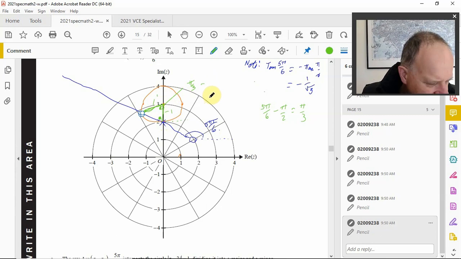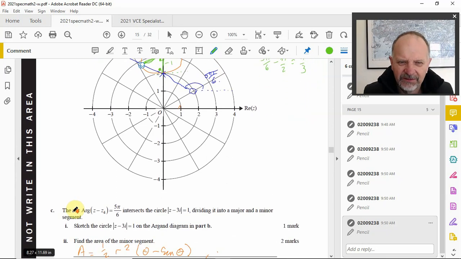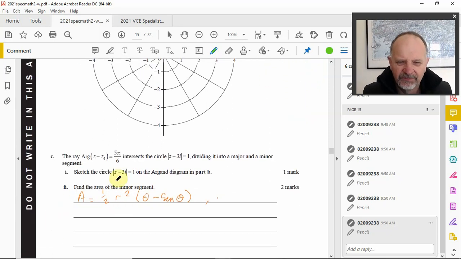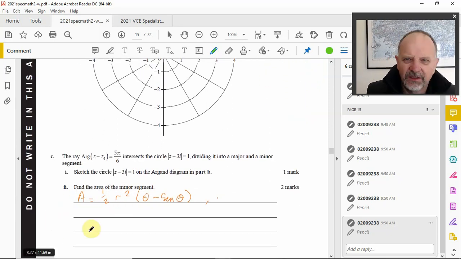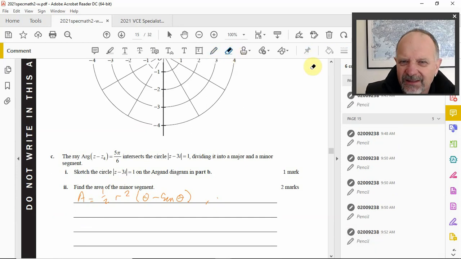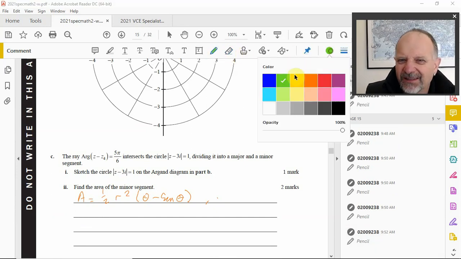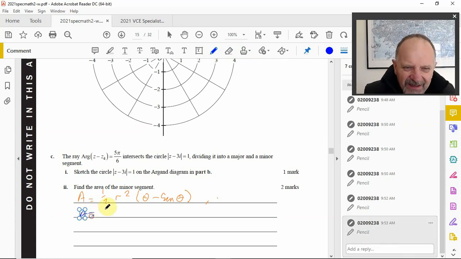All right, so what do we know? We know everything that we need to know now to put in our formula. Let me change colours back to blue, so that green doesn't really hold out. So our area then is a half times the radius, which is 1 squared, times theta, which is in radians pi on 3, minus sine pi on 3, which again is in radians.